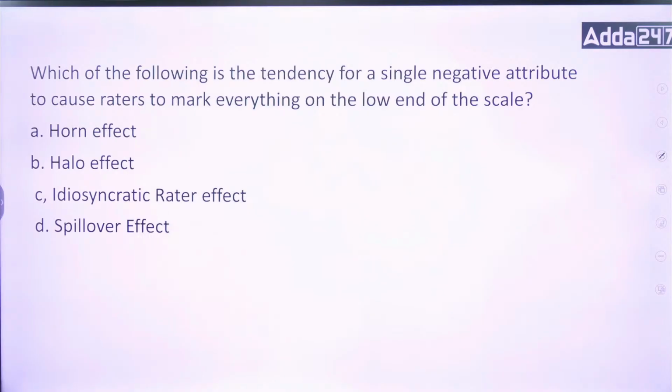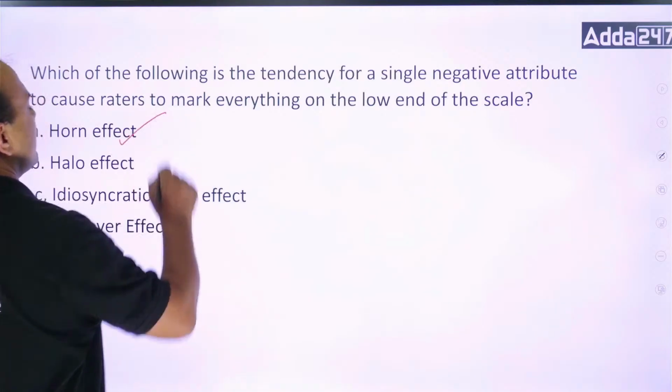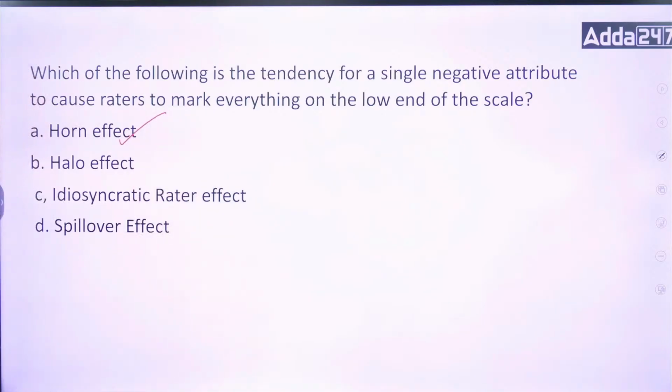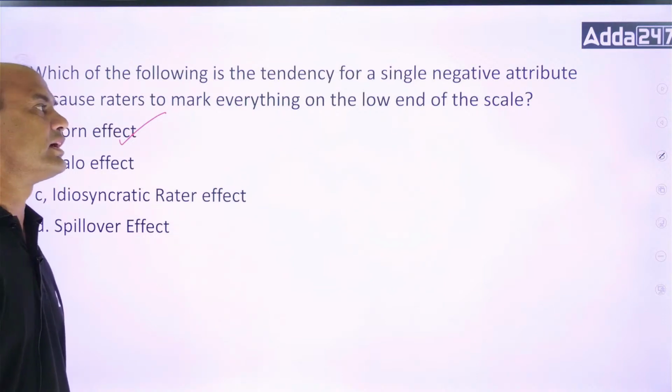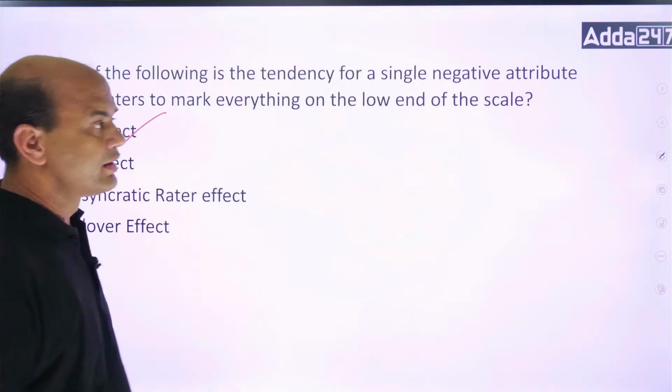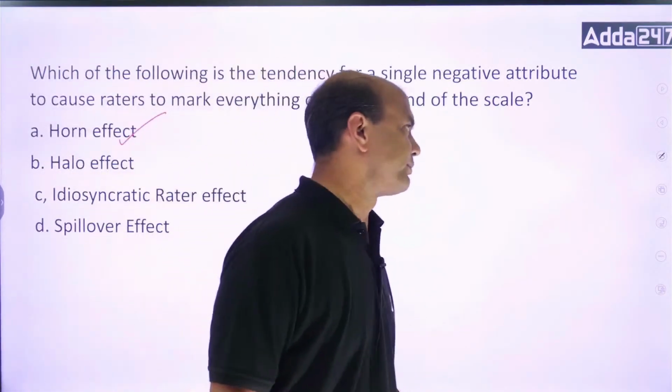So the low end is the horn effect. Halo effect is related to something else. It is the horn effect. The horn effect is the tendency for a single negative attribute to cause the raters to mark everything at the low end of the scale. It is called the horn effect.